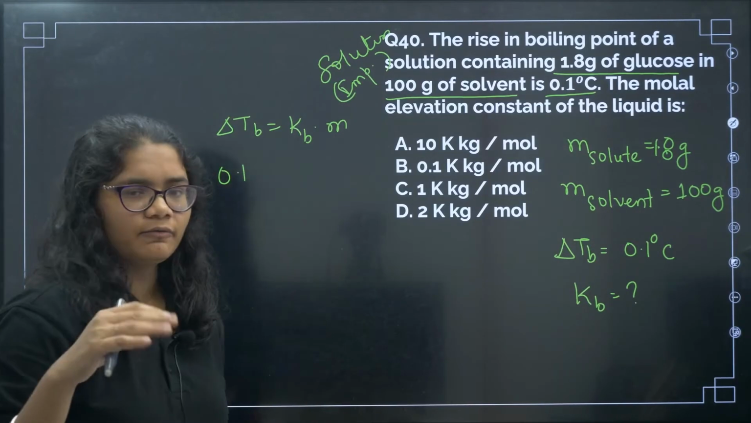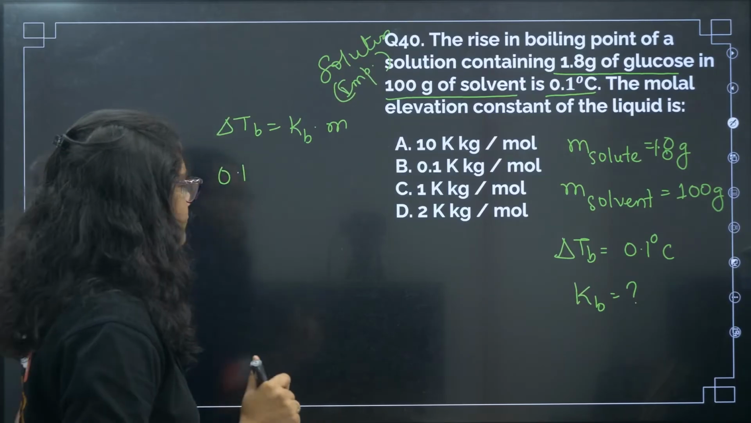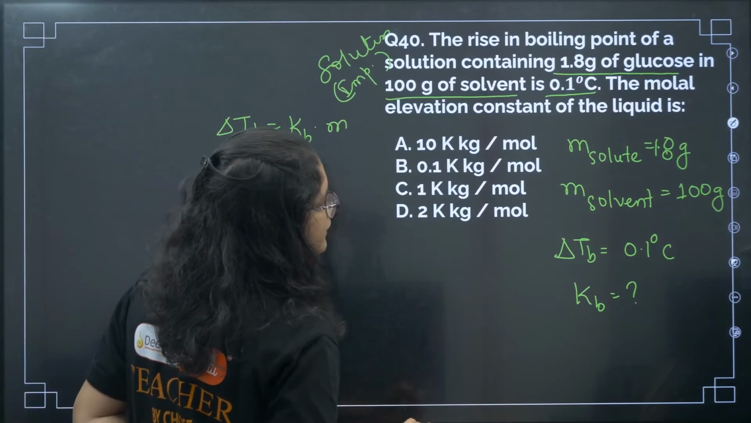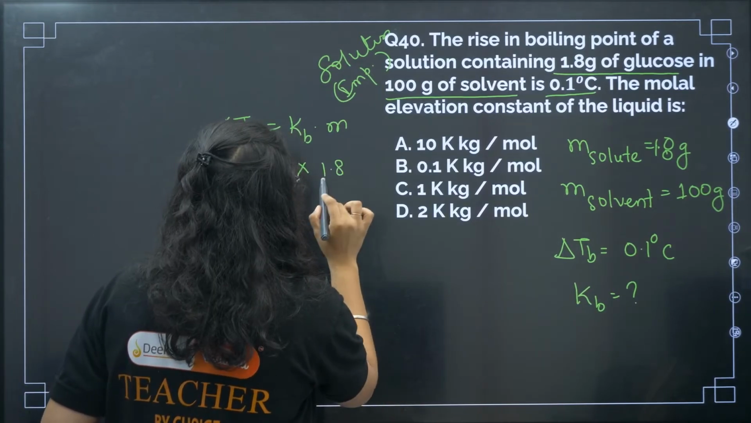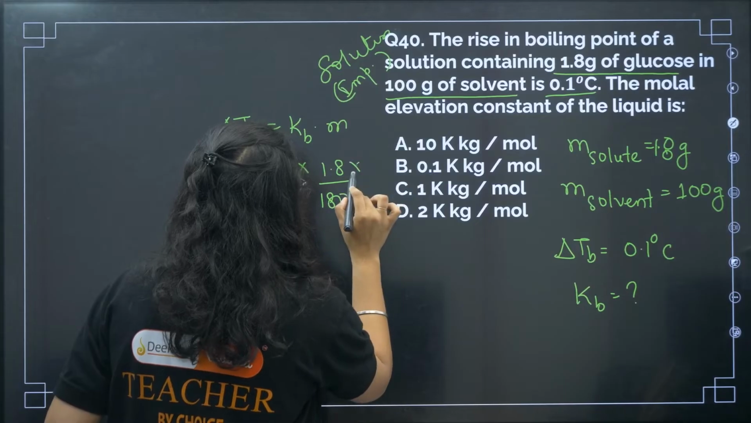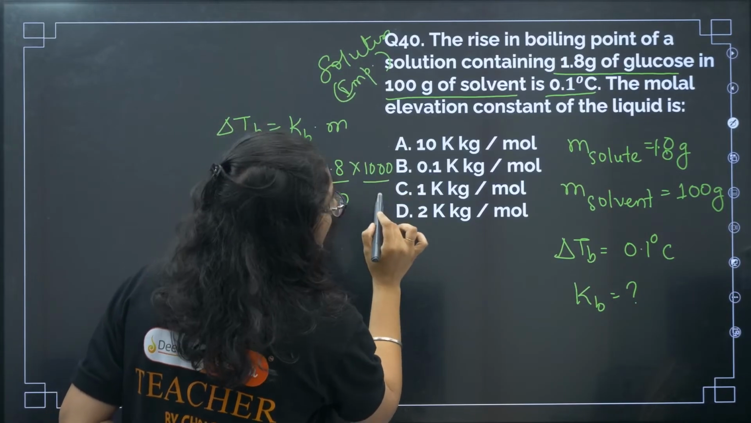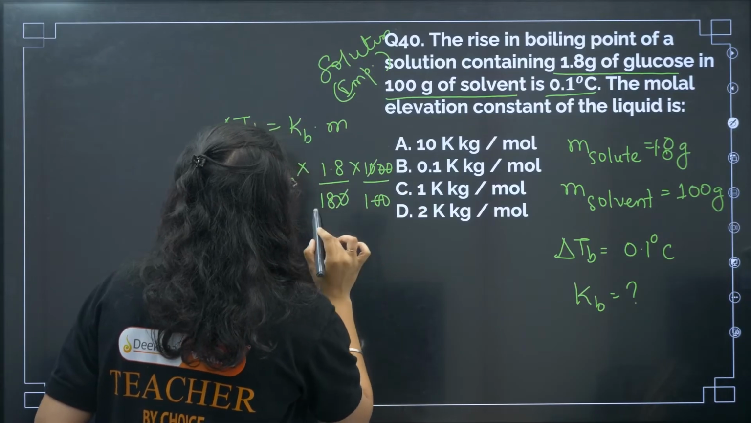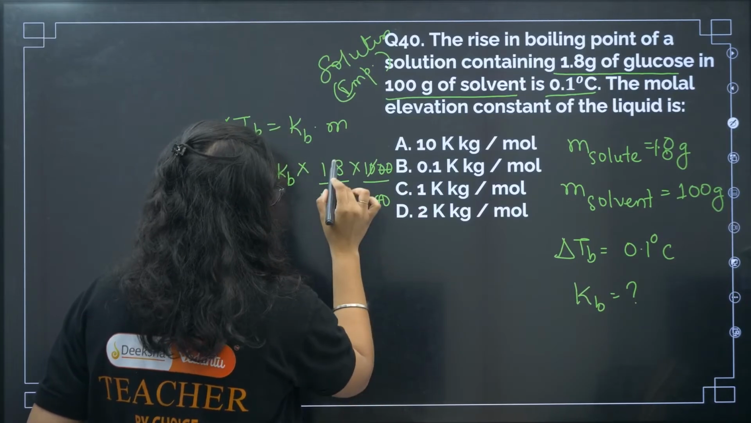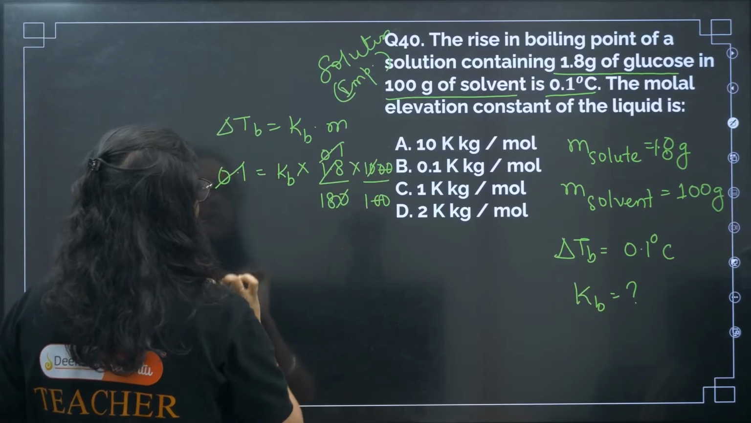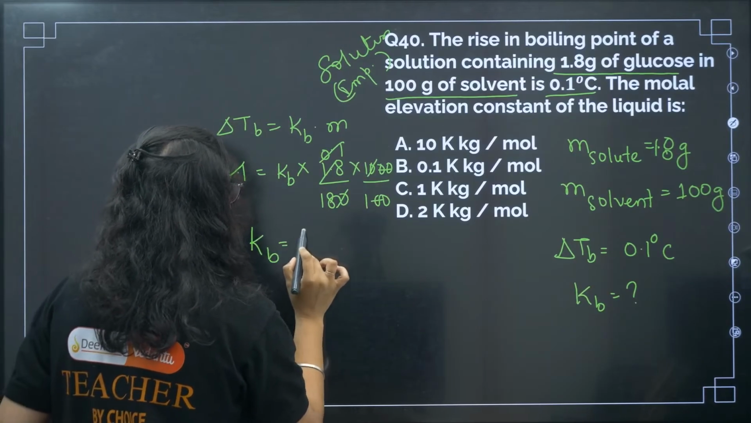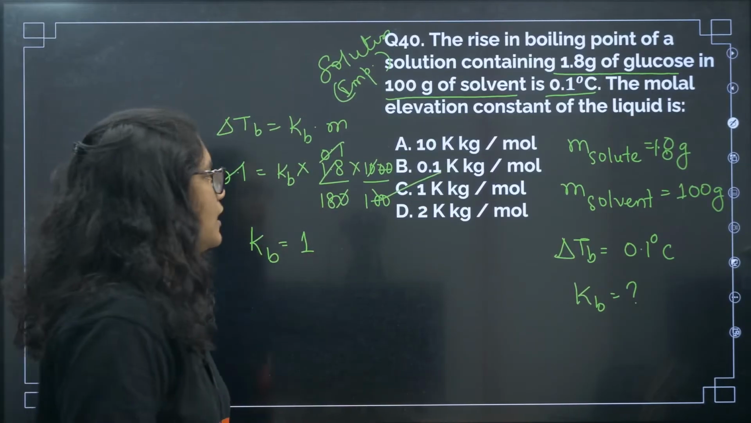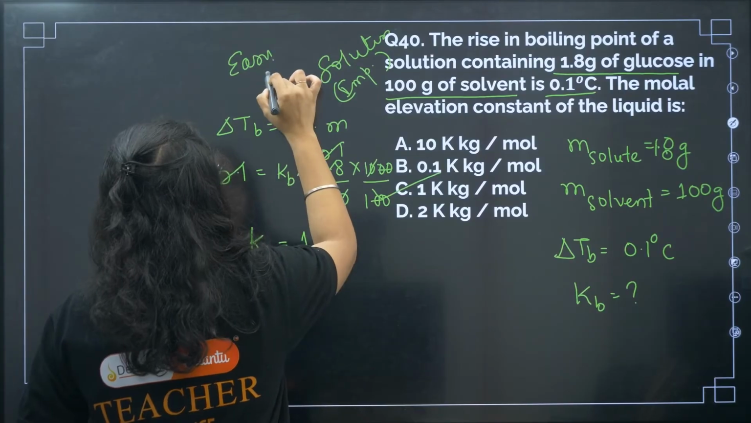The difference in whatever unit it may be present doesn't make any difference because it is the difference. Now Kb into molality. Molality is given mass by molar mass into 1000, and then by 100. So if you see, we'll get 0.1 here, so 0.1 will cancel. Kb I'll get as 1. So the correct answer for this question will be option number C. Again, this is a very easy and direct question.